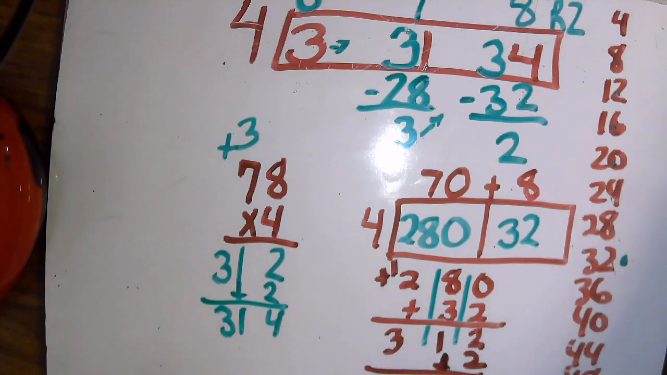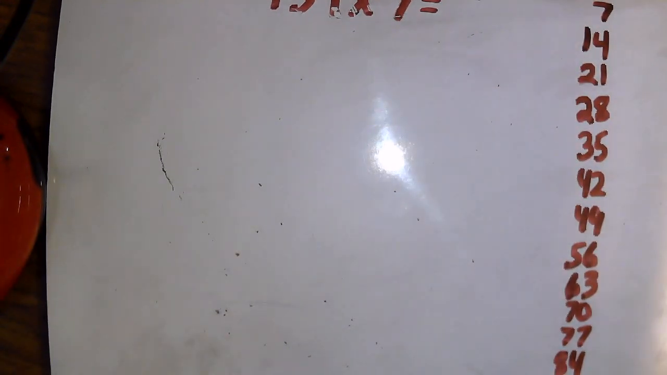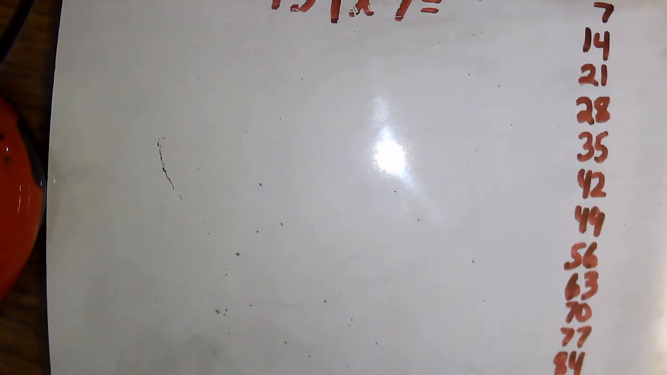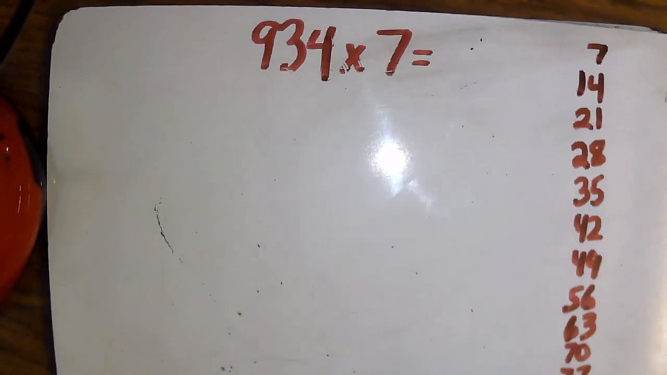Okay? Now, class, we're going to move to number 6. So number 6 on your homework is your multiples of 7. Go ahead and get those written. That's what we've been working on the past 2 days, our multiples of 7. So we have 934 times 7.